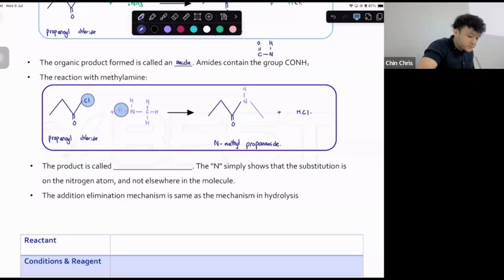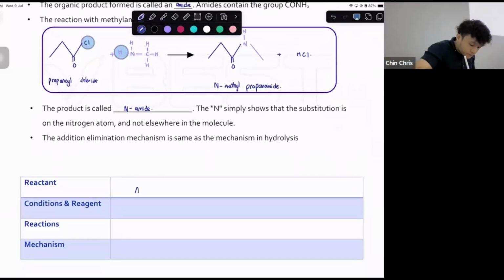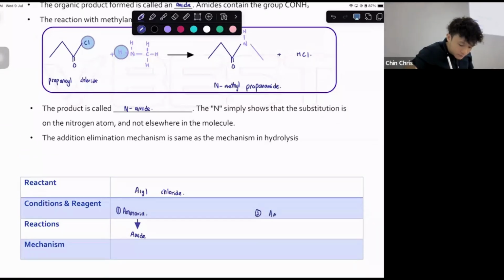Right, guys, next. The product is known as an N-substituted amide. I'll talk about the N-substituted amide next chapter. Now just chill first. Okay, so guys, take an acyl chloride. I can either react it with ammonia, and it will turn into an amide. I can also react it with an amine, and it will turn into an N-substituted amide.